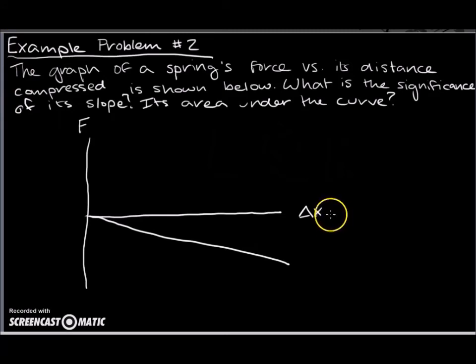Let's start off with the slope of this line. We can see that it's linear, so we know that it's going to be some kind of constant. And we know that F is our dependent variable, so let's say that F is equal to something times delta x. Because the slope is negative, we know that this has to be negative, and we know that it's a constant because it's producing a linear graph. So let's just say negative c times delta x.